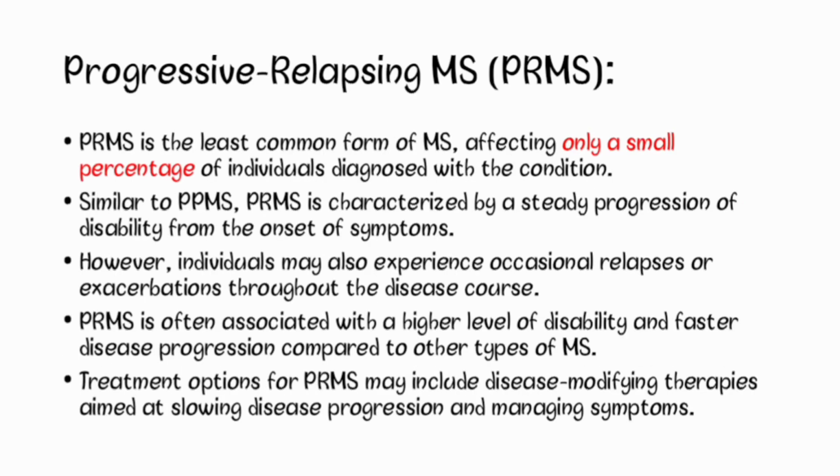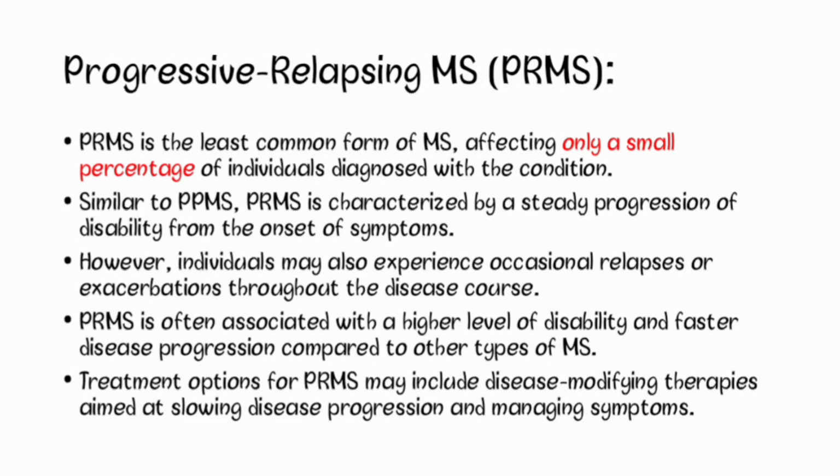And now the last type is progressive relapsing MS, that is PRMS. Now PRMS is the least common form of MS, affecting only a small percentage of individuals diagnosed with this condition. Similar to PPMS, PRMS is characterized by steady progression of disability from the onset of symptoms. However, individuals may also experience occasional relapses or exacerbations throughout the disease course. PRMS is often associated with a higher level of disability and faster disease progression compared to the other types of MS. Treatment options for PRMS may include disease modifying therapies aimed at slowing the disease progression and managing symptoms.